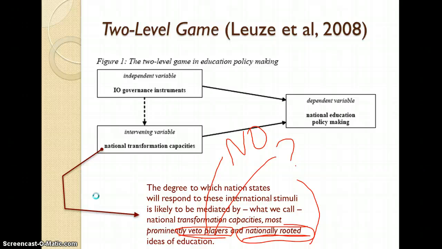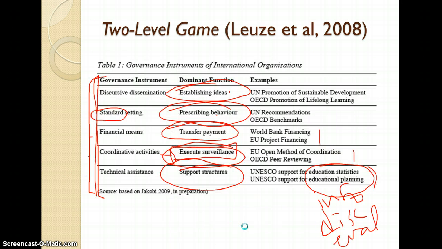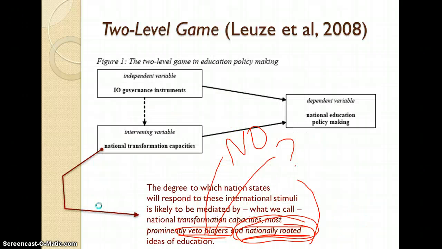It could be organizations that are built around disciplines or subject areas or have some sort of expertise in education that might offset or might contradict the international organization's agenda, whatever that agenda is, et cetera, et cetera. And then the nationally rooted ideas of education is basically to say, just because an international organization has all of this available to it, it can set the agenda, it can set the discourse, it can pay money out, it can evaluate, it can provide technical assistance. Just because an international organization has all that doesn't mean that it necessarily is going to benefit the community.